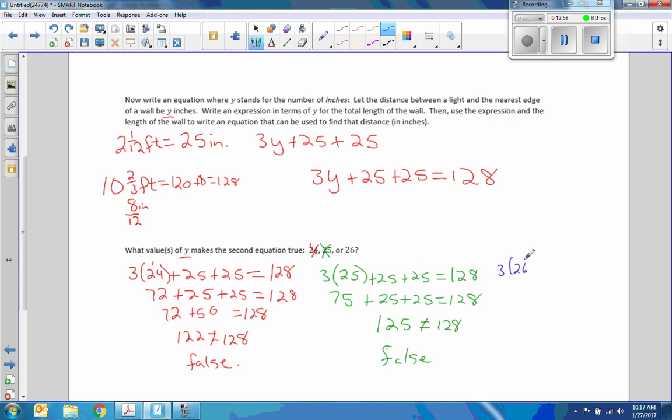3 times 26 plus 25 plus 25 equals 128. 6 times 3 is 18, 3 times 2 is 6, plus 1 is 7, plus 25 plus 25 equals 128. 5 plus 5 is 10, plus 8 is 18, carry a 1, 2 plus 1 is 3, plus 2 is 5, 5 plus 7 is 12, and this time it is true. So, the value that makes y, the second equation, true is 26. Okay?